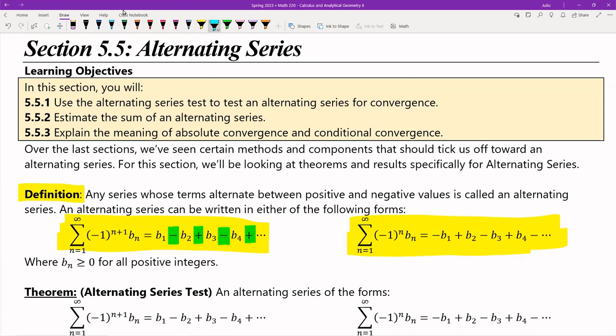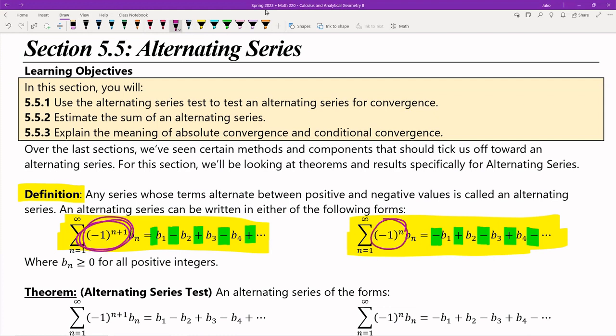It starts with a positive value, and it goes negative, positive, negative, positive, negative. And the one on the right starts with a negative, goes to positive, goes negative, goes positive, goes negative. So the first one, on the left, starts with a positive, and the one on the right starts with a negative. That's taken care of by this right here, if you take a look at that.